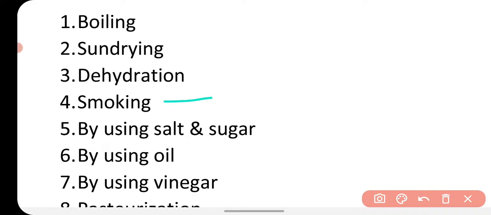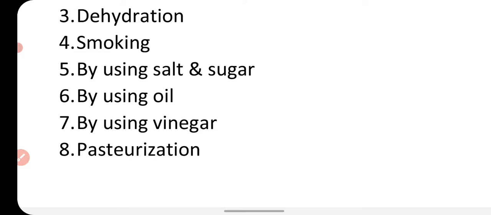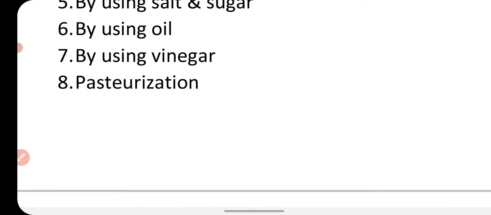By smoking we can preserve food items. By using salt and sugar, we can inhibit the growth of microorganisms. By using oil and vinegar, like we use oil in pickles, we keep them safe from microorganisms for a longer duration. And the very famous method of milk preservation is pasteurization, in which we boil the milk and then suddenly chill it, cool it, and store it.